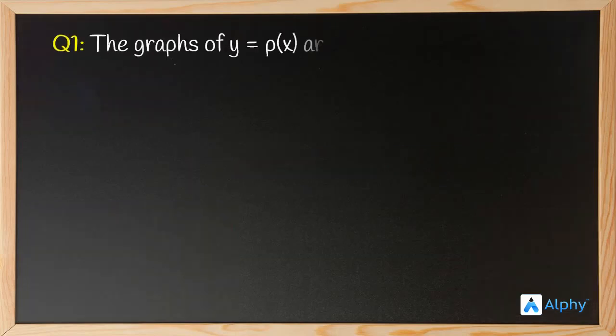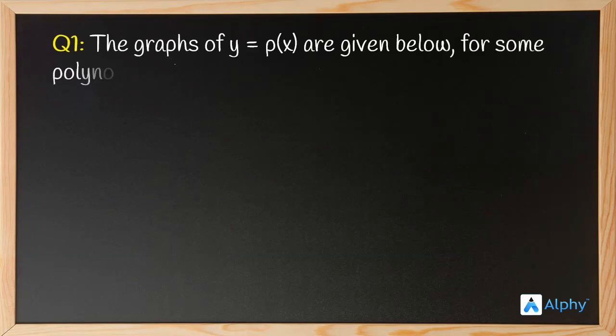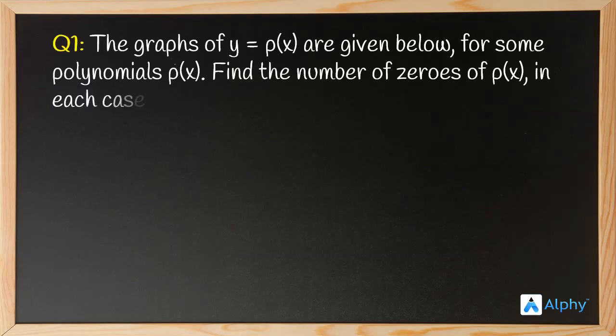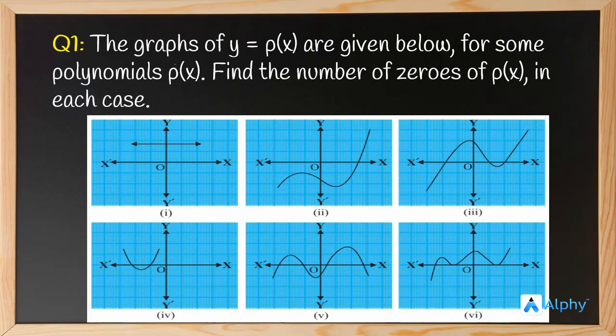Question number 1. The graphs of y is equal to p of x are given below for some polynomials p of x. Find the number of zeros of p of x in each case. So here are the graphs in different cases. Here we have 6 different graphs, and in every case you have to find the number of zeros using the graphs only. So we are going to use the graphical method for this problem, and let's see the solution.